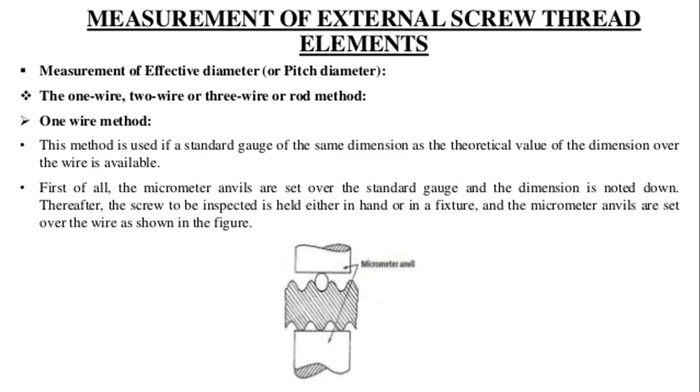First of all, the micrometer anvils are set over the standard gauge and the dimension is noted down. Thereafter, the screw to be inspected is held either in the hand or in a fixture. So this has to be fixed or inspected. That is the only element.